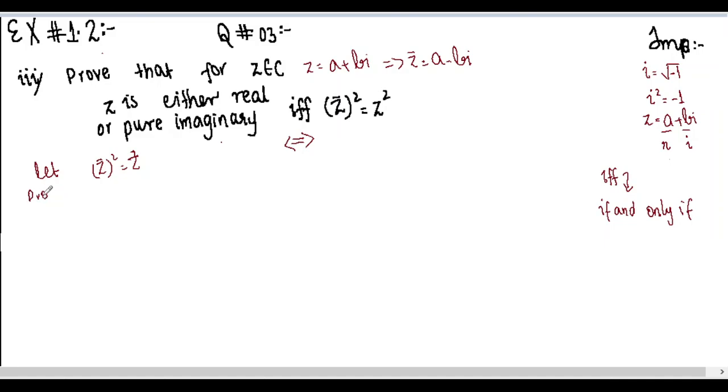Now, first of all, we are going to let that z bar square equals z square and prove that z is either real or imaginary. Okay, just write it down over here. Now z bar square equals z square, so A minus B iota whole square equals A plus B iota whole square. Now A square plus B square iota square minus 2AB iota.